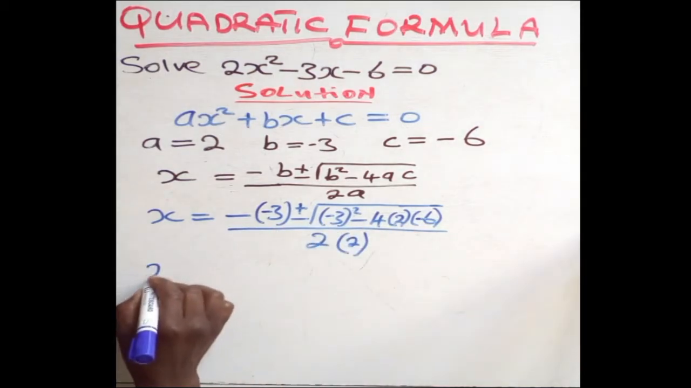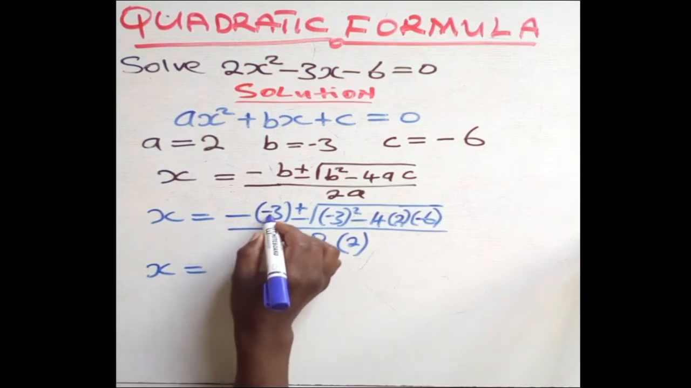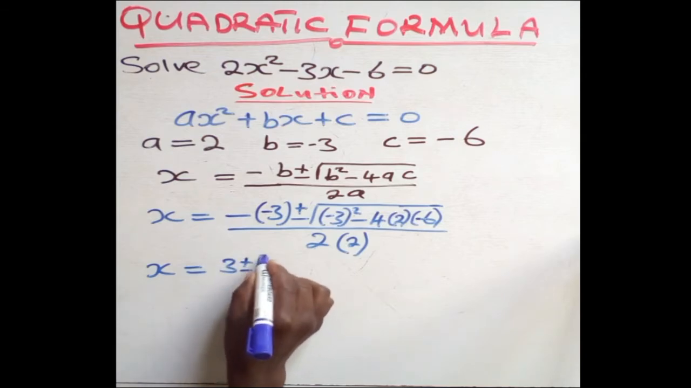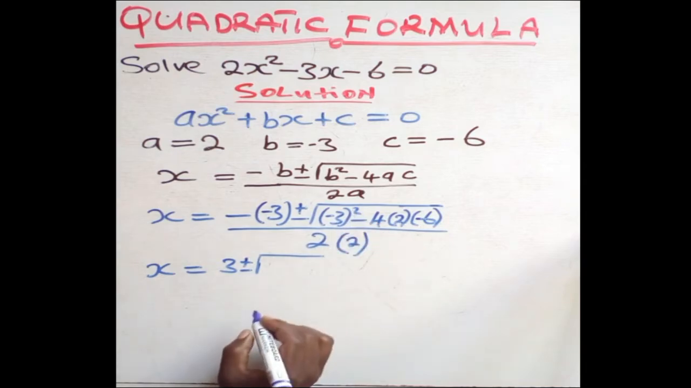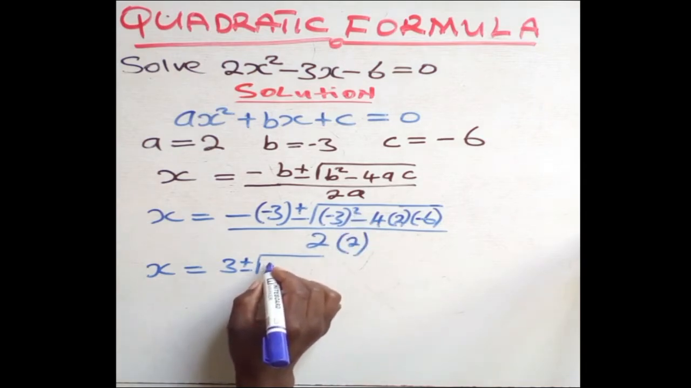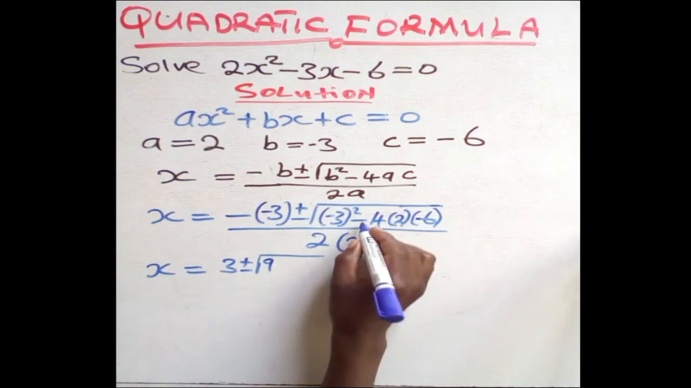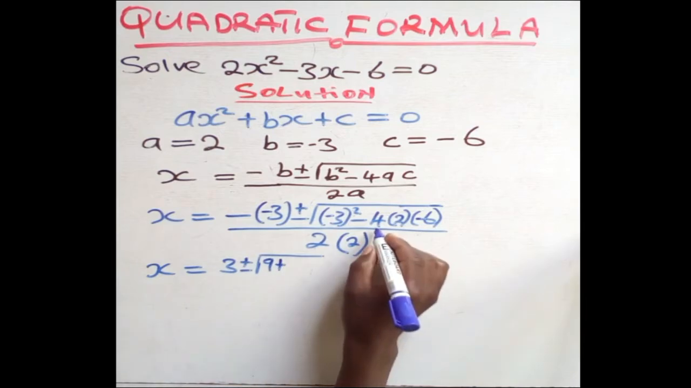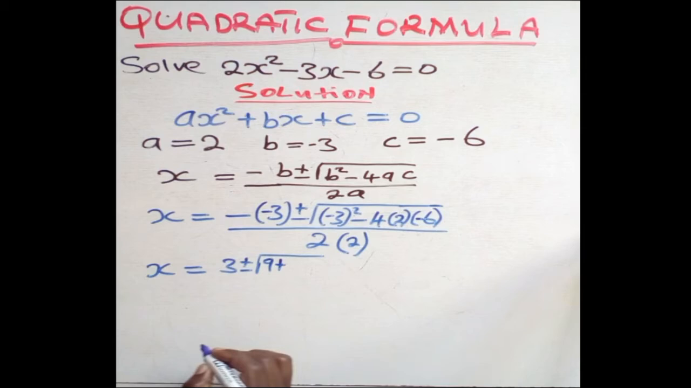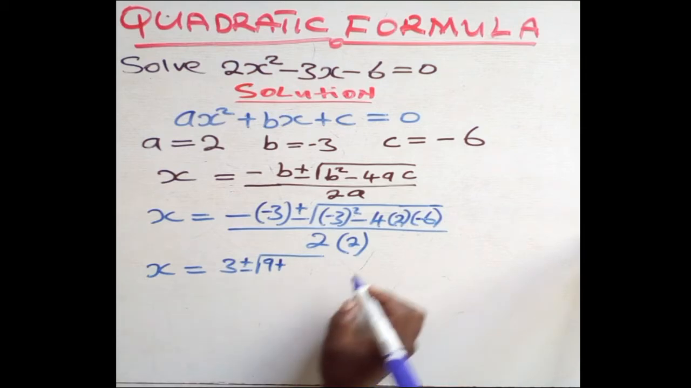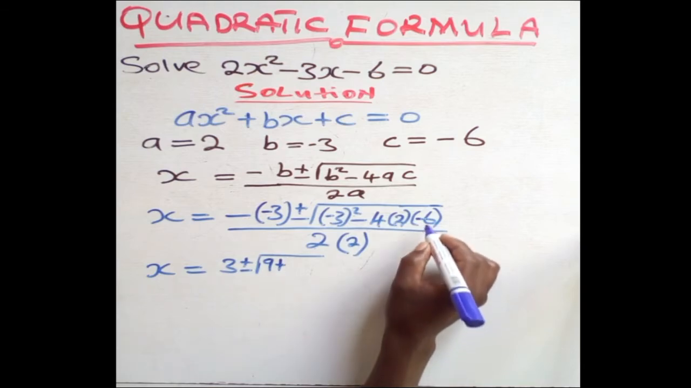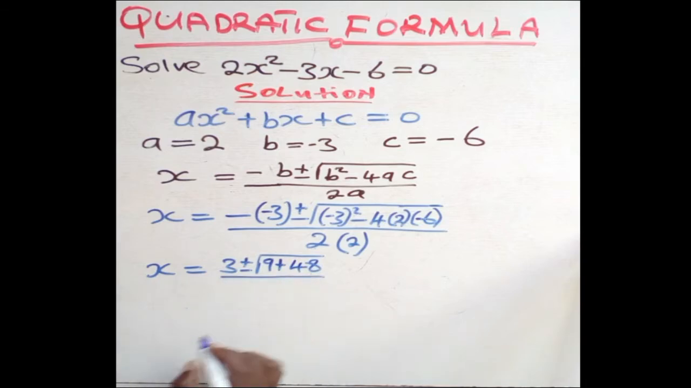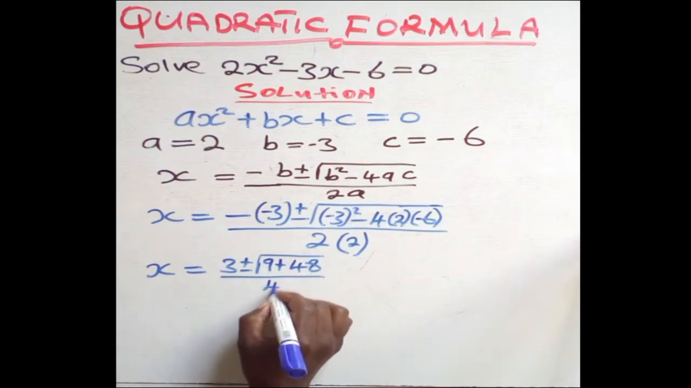When you do that, you have to do the possible multiplications there. Then x is equal to negative times negative, positive. Hence we have a 3 plus or minus root of -3 to the power 2, which means -3 times -3, giving a positive 9. Negative times negative, positive, 4 times 2 times 6. We are talking about 48, because 4 times 6 is 24, and 24 times 2 is 48. Then over 2 times 2, which is 4.